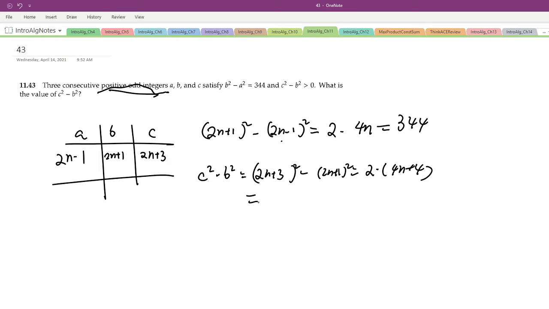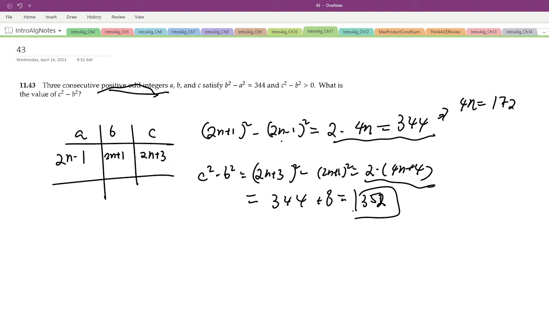Then this one will equal. So from here we can solve 4n. 4n is equal to 172. So this one is 344 plus 8, which is 352. Okay.